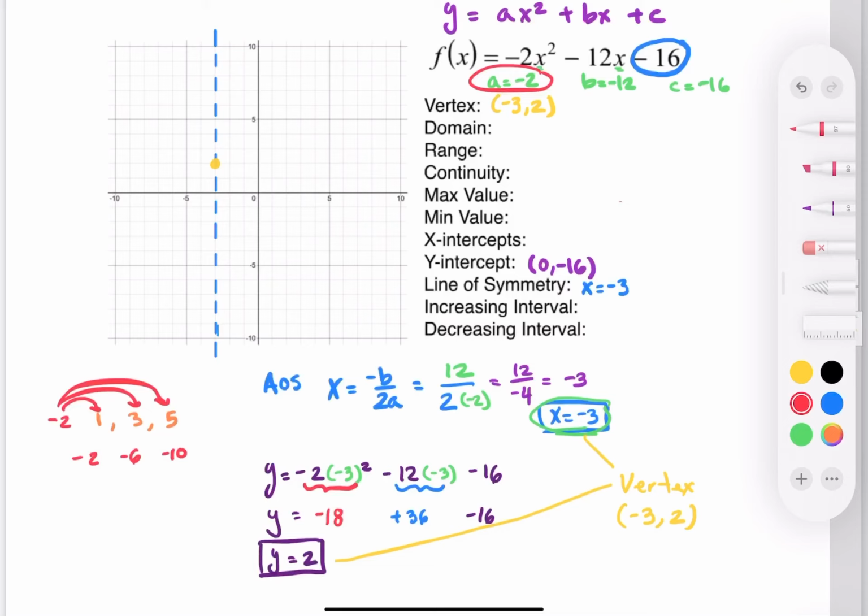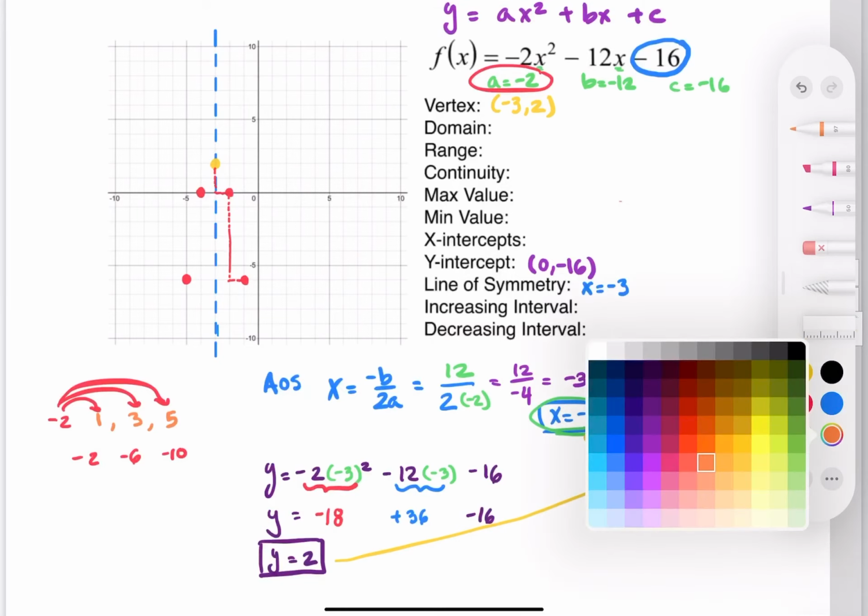So from our vertex, I'm going to go down 2 and over 1. From this point, I'm going to go down 6 and over 1. And our next step would have been down 10 and over 1, which we can't fit. And once again, because we have this line of symmetry, I do know that I should have a point over here, and I should have another point right over here.